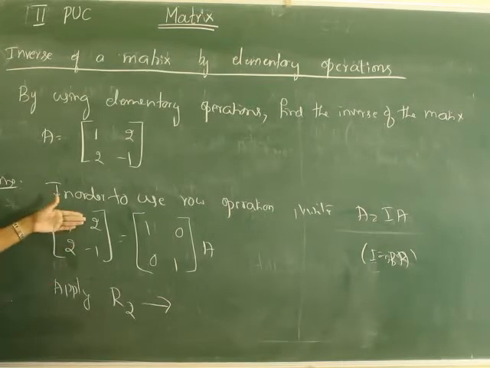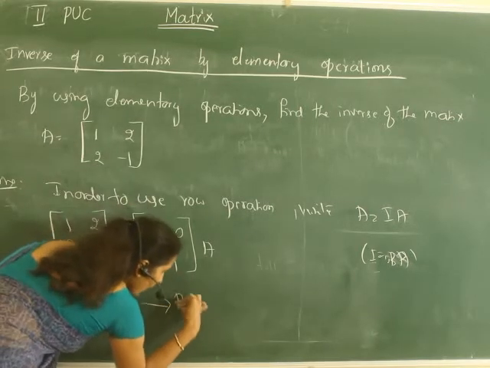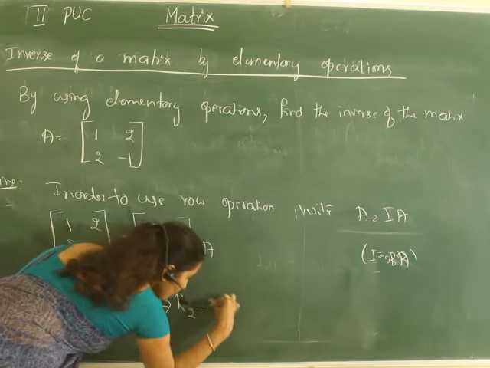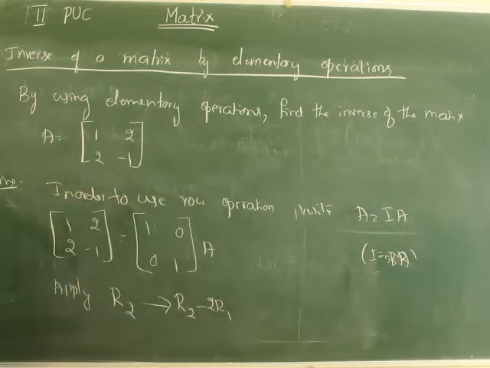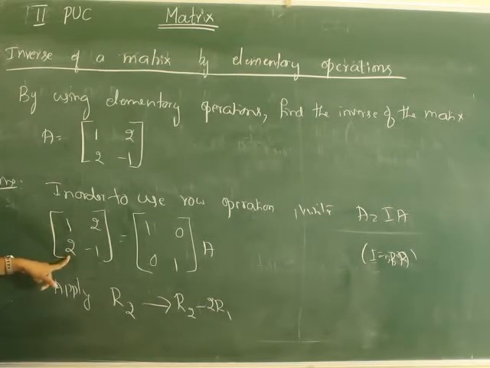I'll use one more row. Now this is the second row. I'll multiply R1 by 2. R2 changes to R2 minus 2R1. So I'll change R2 to R2 minus 2 into R1. So what do we get?